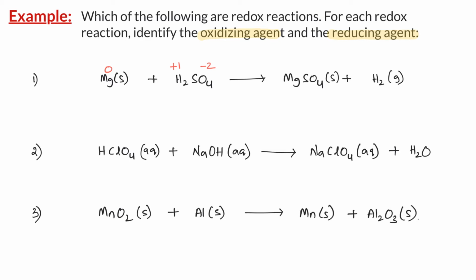We can calculate the oxidation number of sulfur using the formula 2 times the oxidation number of hydrogen plus 1 times the oxidation number of sulfur plus 4 times the oxidation number of oxygen is equal to 0. If we solve for it, we get the oxidation number of sulfur as +6. Let us now move to the products.